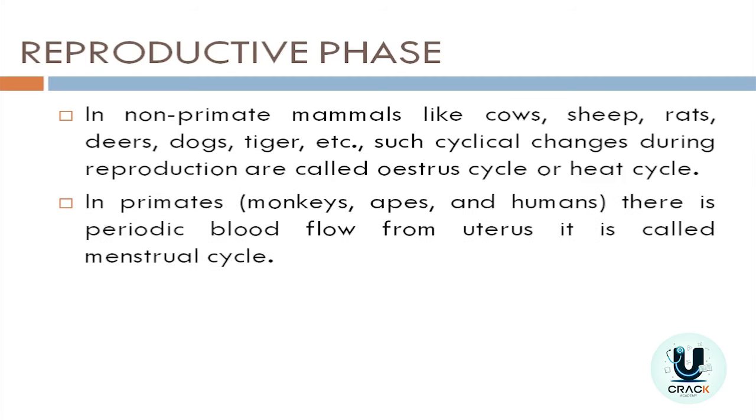Primate mammals include monkeys, apes, humans. There are periodic blood flows from the uterus. It is called menstruation cycle or menstrual cycle.